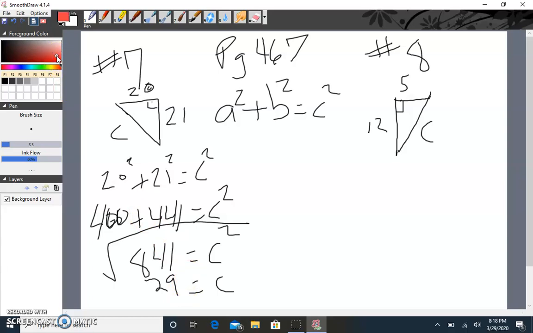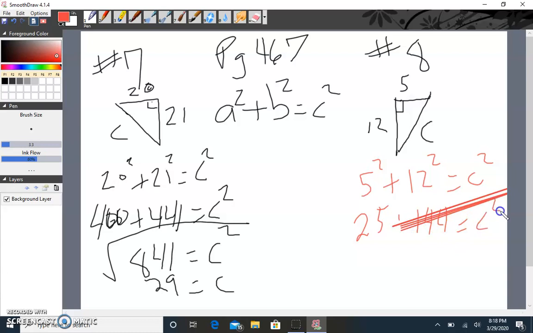Now as we look at number 8 here, same process, same everything here. We have our one side, 5 squared, plus our other side squared equals c squared. 5 times 5 is 25. 12 times 12 is a random weird number going out there. 144 equals c squared. We get these together. 25 plus 144 is 169 equals c squared. Square root both sides. So c will equal 13.